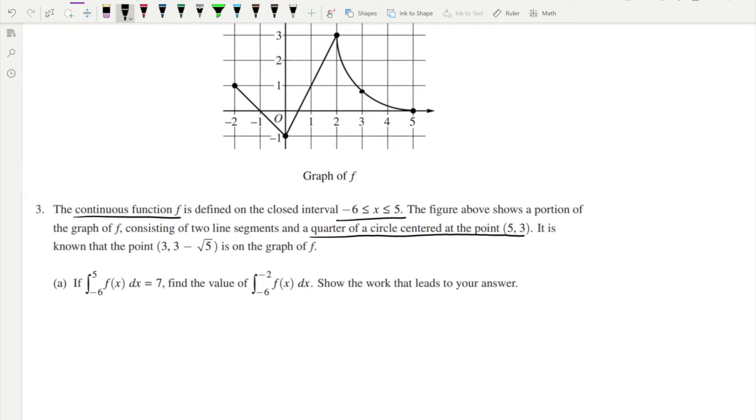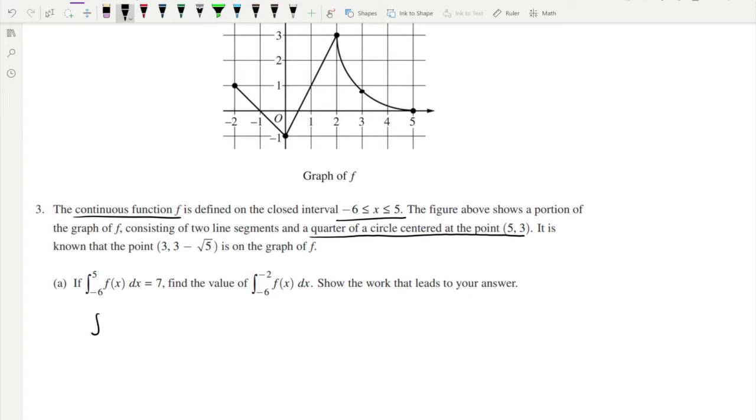Great. Alright, so part A says, if the integral from -6 to 5 of f is 7, find the value of the integral from -6 to -2 of f. Show the work that leads to your answer. Okay, so remember that definite integrals really are just telling you about the area between the function and the x-axis, right?